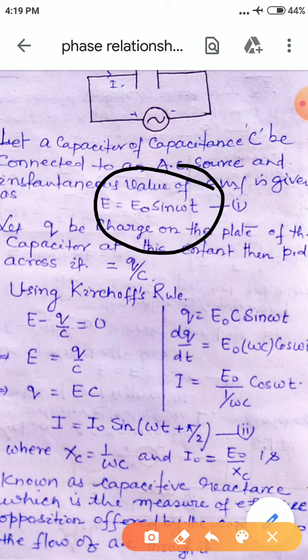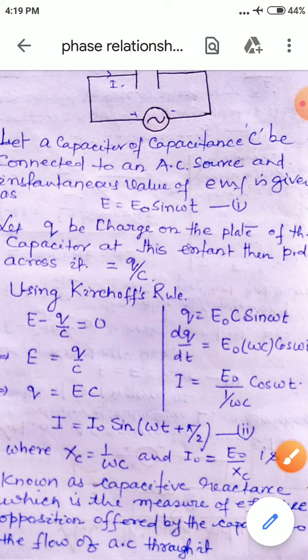is the instantaneous value of EMF in the circuit, and Q is the charge present on the plate of the capacitor at that instant. So potential difference across the capacitor at that instant will be Q by C. Now using Kirchhoff's law, we can write, this EMF will be positive, and here we are going toward decreasing potential, so it will be negative. So E minus Q by C is equal to 0. So E is equal to Q by C, so Q is equal to E into C, put the value of E.